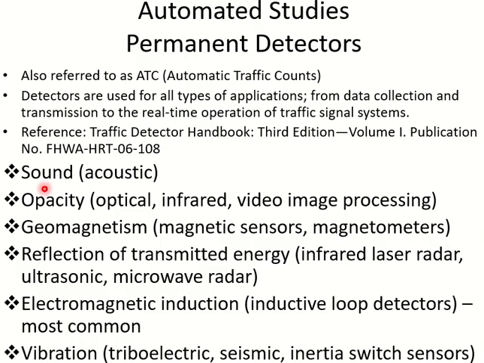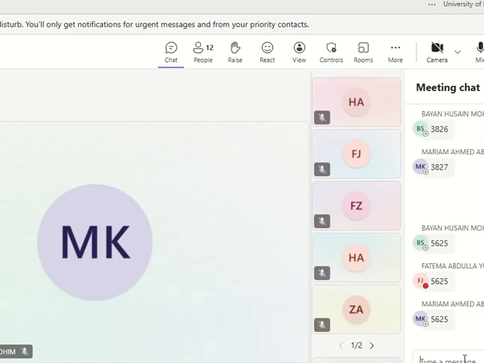So they have mentioned different technologies which are used in these detectors. It can be sound technology, acoustic. The passing of a vehicle increases the noise level, so when the noise level spikes, the detector starts counting. It can be done through opacity as well. Opacity basically means image detection.